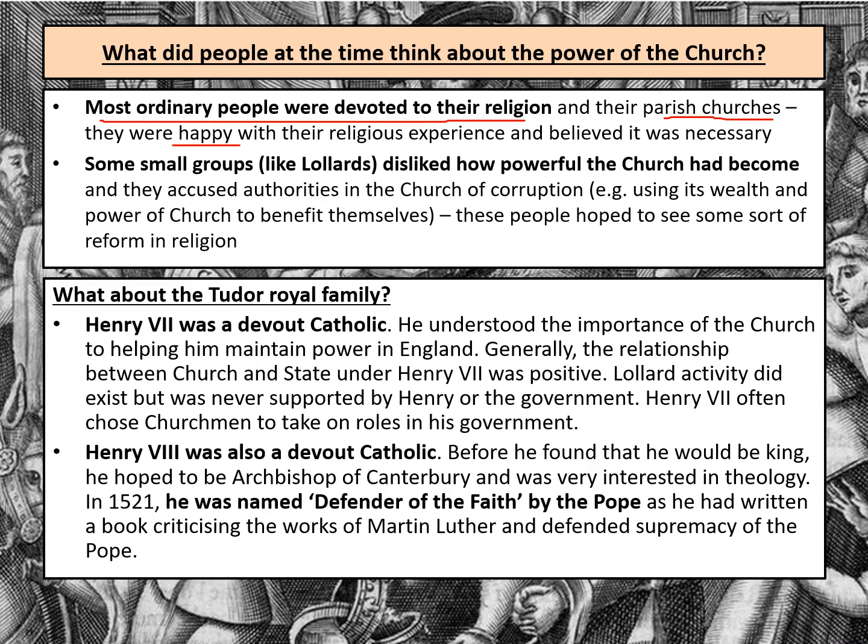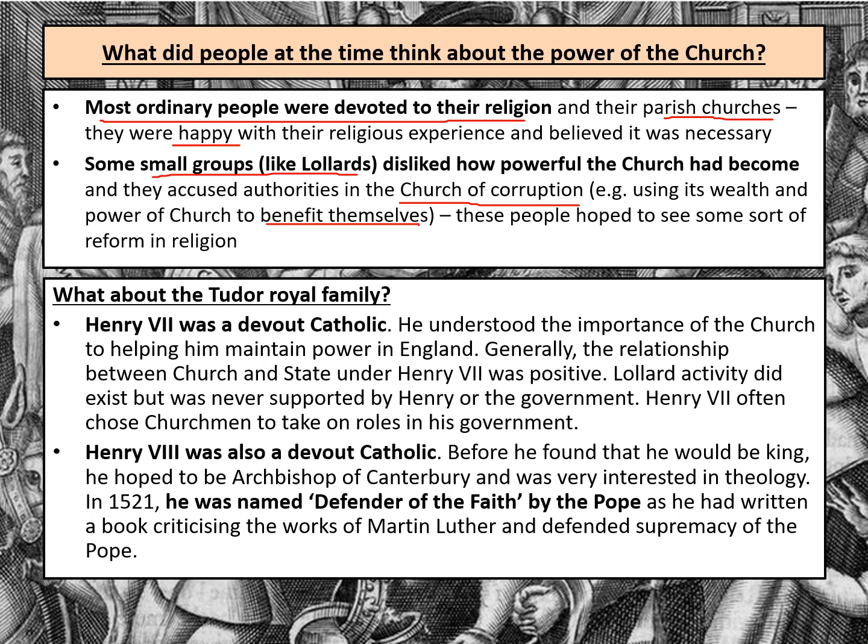However, there were some small groups, like the Lollards, who disliked how powerful the church had become. Now, these people were also Christians, but they actually believed the church had become corrupt. They felt like it was using its wealth and its power to benefit themselves rather than the church and the people. And the Lollards basically hoped there would be some sort of reforming religion. They were still Christian, they still wanted to follow Christianity, but they wanted to see some changes in the church because they felt like the church was corrupt in some way.